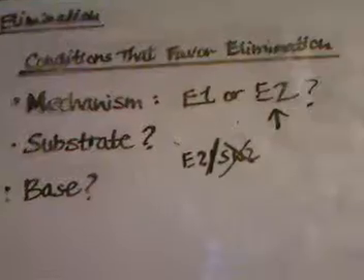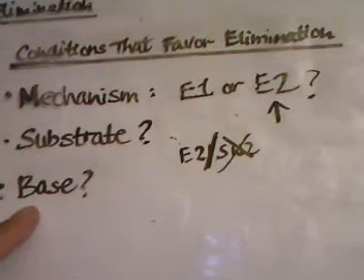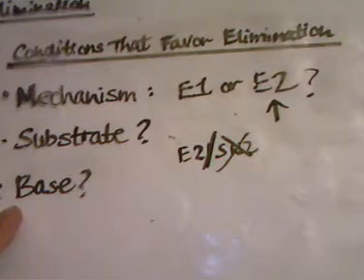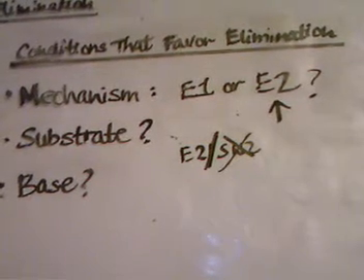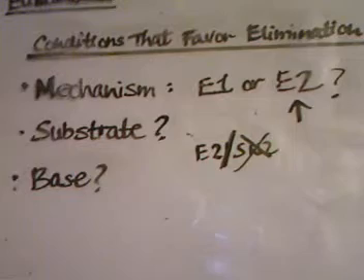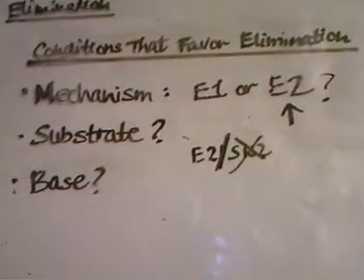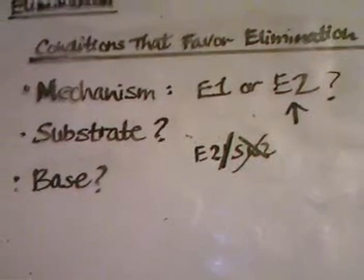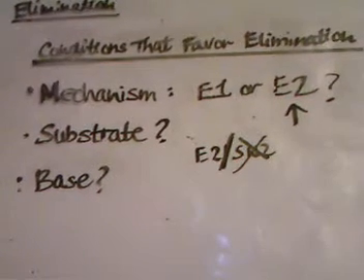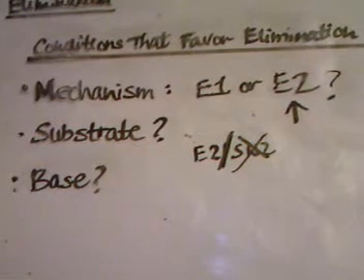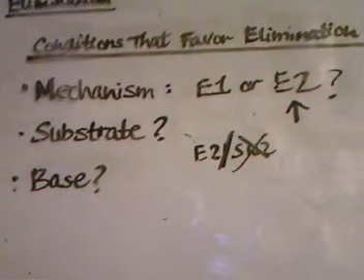And then the last thing that we mentioned, and a really important point to keep in mind, is the choice of base. What base can we choose that can favor elimination over substitution? And the answer was preferably strong, bulky base. And the reason for that was strong, bulky bases are usually poor nucleophiles. And if we have a base that's a good base but a poor nucleophile, that's also one where we can minimize substitution.